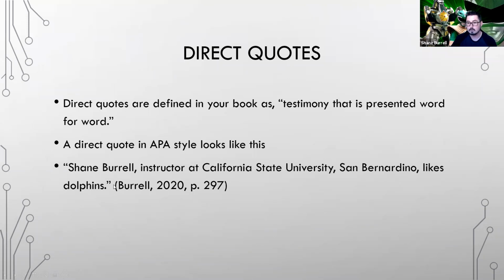You could use this right here as a citation minus the page number, because you're not directly quoting anything. You're just saying, in an article that has stated that an instructor at California State University, San Bernardino likes dolphins, and then all you have to do is put Burrell 2020, and that's it. That is a paraphrase, right?